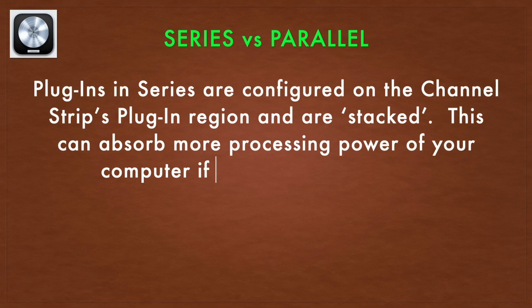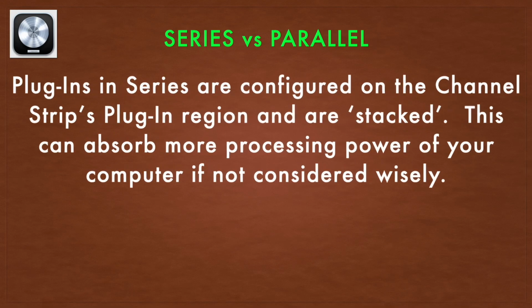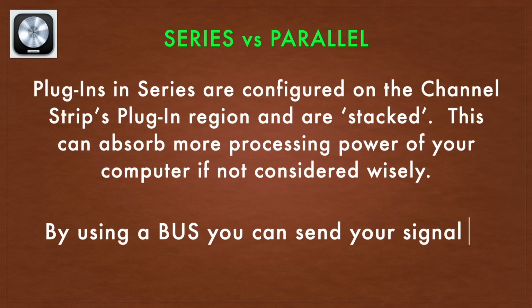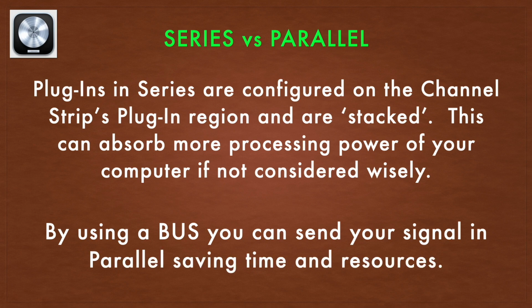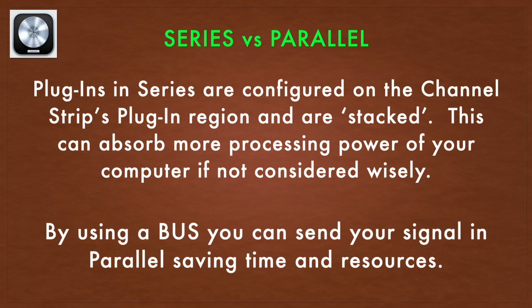Plugins in series are configured on the channel strip's plugin region and are stacked. This can absorb more processing power on your computer if not considered wisely. By using a bus, you can send your signal in parallel, saving time and resources.